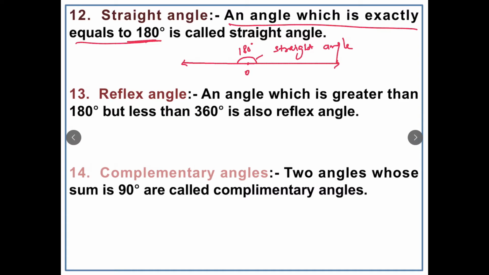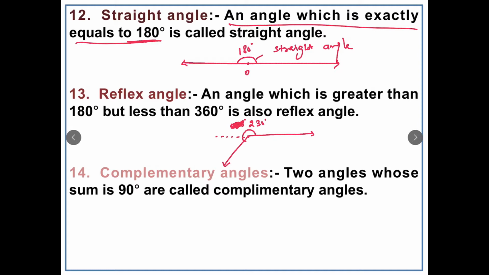Then we have the reflex angle, which means an angle which is greater than 180 degrees but less than 360. That means it will be like this. We have a ray like this, and then there will be another ray like this. It is making an angle of, let's say, 150 degrees. This is not 150, it will be around 230, right? Because 180 is here, it's going beyond 180 by about 50 degrees, so it will be around a 230 degree angle, which is more than 180 and less than 360 degrees.